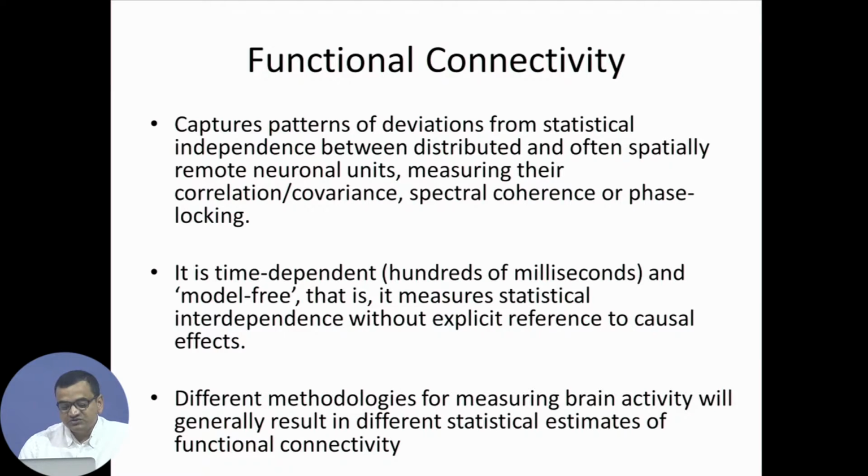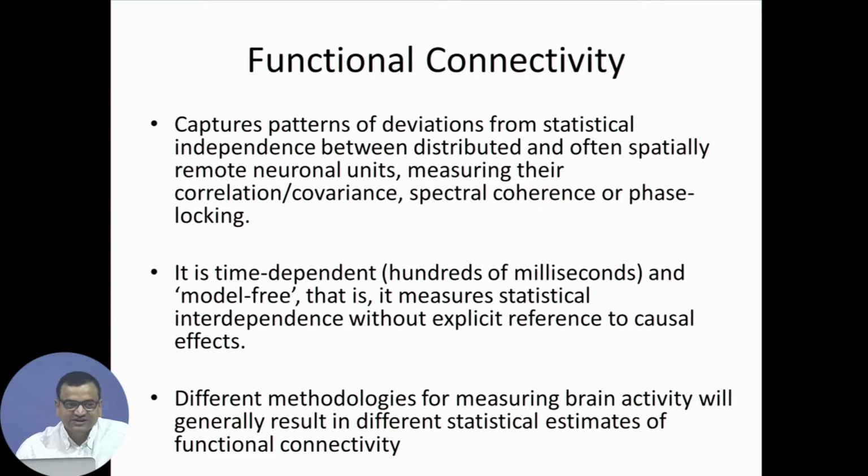And naturally, this is a mathematical problem. You have a signal X and a signal Y, preferably signal X coming from one brain region and signal Y coming from another brain region. How can you tell that X and Y are interdependent? You can state it as a mathematical question, and you can apply various methods.